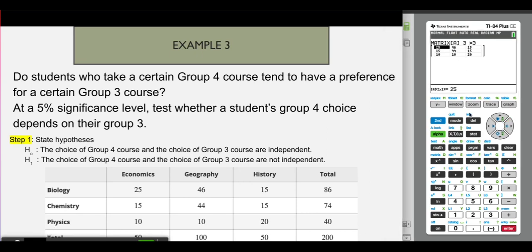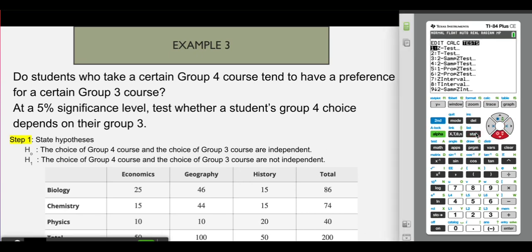Once your observed values are in, we're going to go and run our stats test, and we're going to find our chi-squared test. There it is. And our observed was in A. And as long as this is not A, we are okay. So we can go ahead and calculate. Okay, so now that we have our chi-squared value and our p-value, we can compare this.